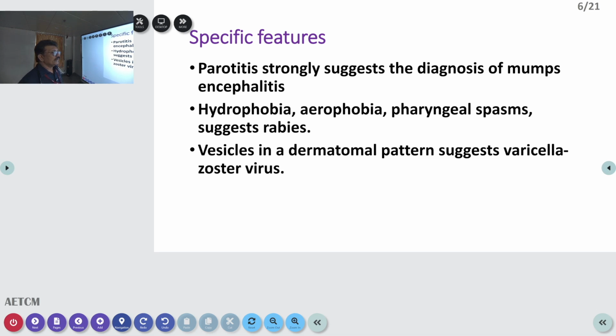Hydrophobia, aerophobia, pharyngeal spasm, difficulty in swallowing, difficulty in taking water, all these things are suggestive of rabies. Vesicles in a dermatomal pattern point towards varicella zoster virus. Sometimes the patient can have skin lesions in a peculiar area, especially the face, the trigeminal area. If that patient is having altered behavior or seizures, you have to think about varicella zoster encephalitis.